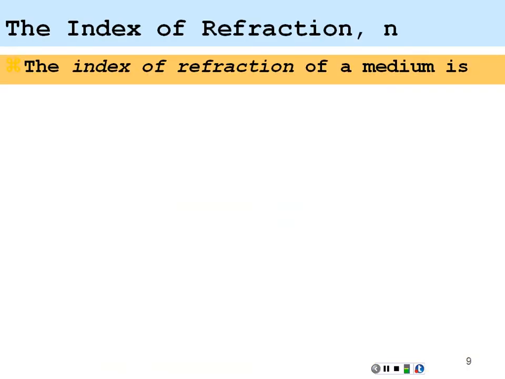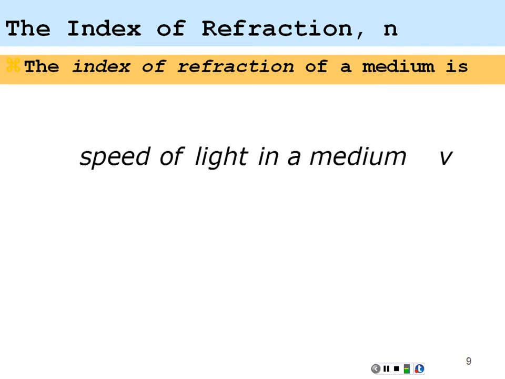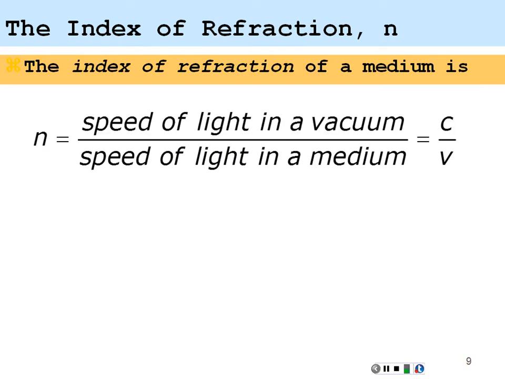We define the index of refraction of a medium as being equal to the speed of light in a vacuum, which is its fastest speed, designated by c, 3 times 10 to the 8 meters per second, divided by the speed of the light in the medium itself, which will be somewhat less than the speed in a vacuum.